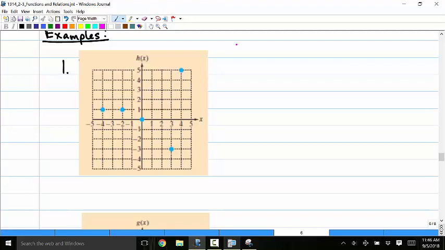Okay, so for number 1, when I look at the domain, again, the x values, I want to come in from the left and go from left to right and ask what x values can I find points. So for the domain, it's going to be the set of values. What x values do I see points at? -4, -2, 0, 3, and 4.